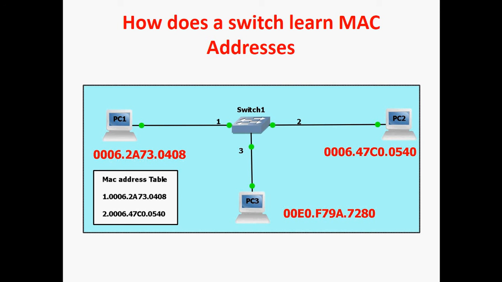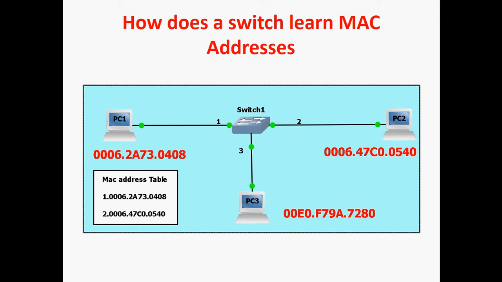So the switch learns the source MAC address and which port the frame is coming from, FastEthernet 0/1. The switch learns the MAC address and port number and adds them to the MAC address table. Then it checks the destination MAC address. The destination MAC address is not present in this switch. So the switch immediately floods that frame, because it doesn't know where the destination MAC address is located. Except for the receiving port, it will flood that frame to PC2 and PC3.